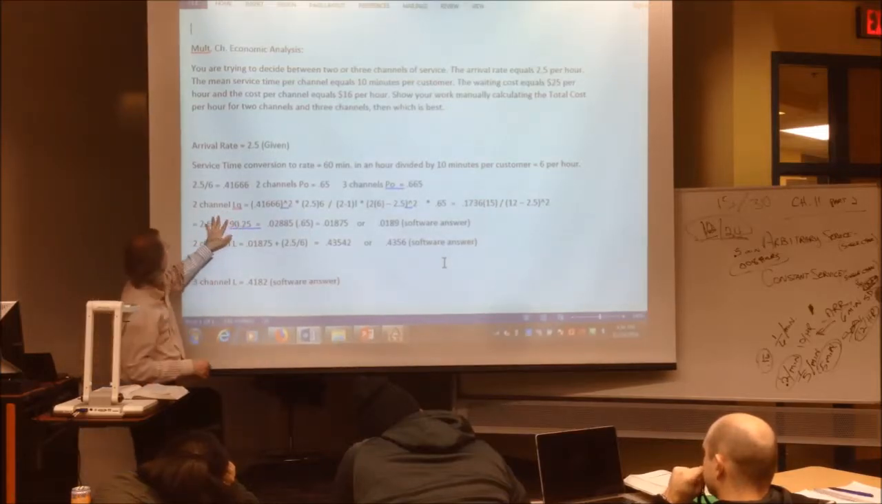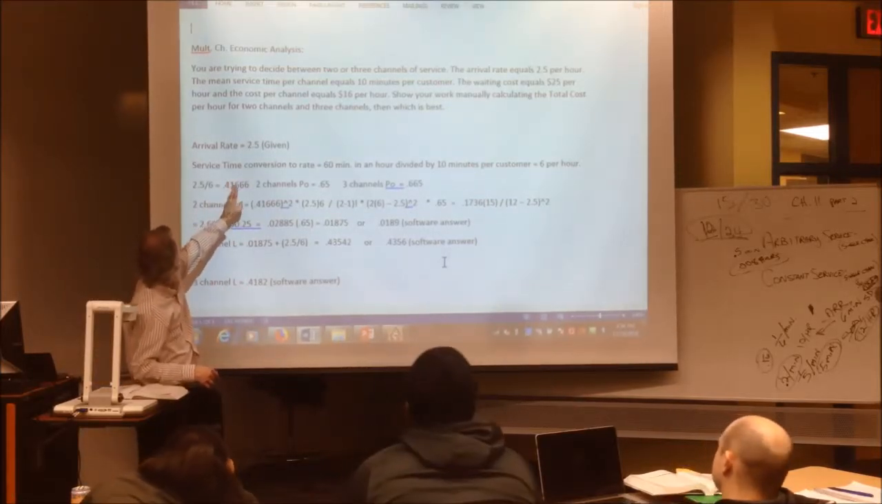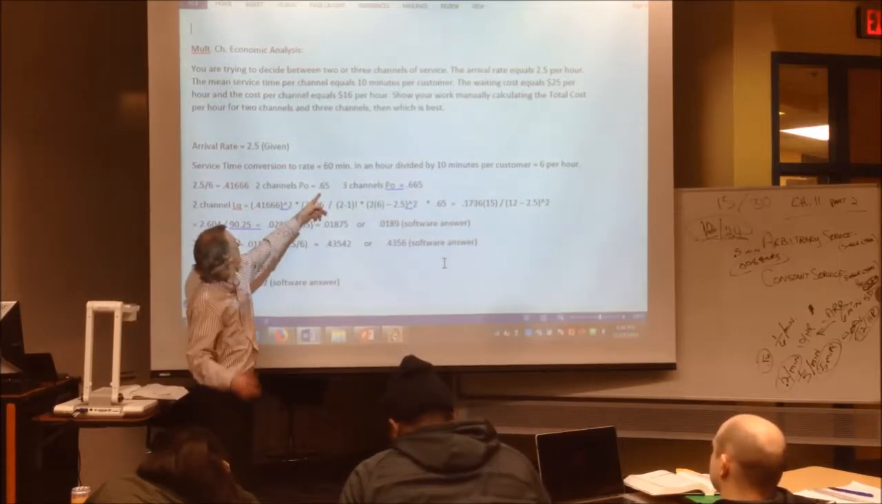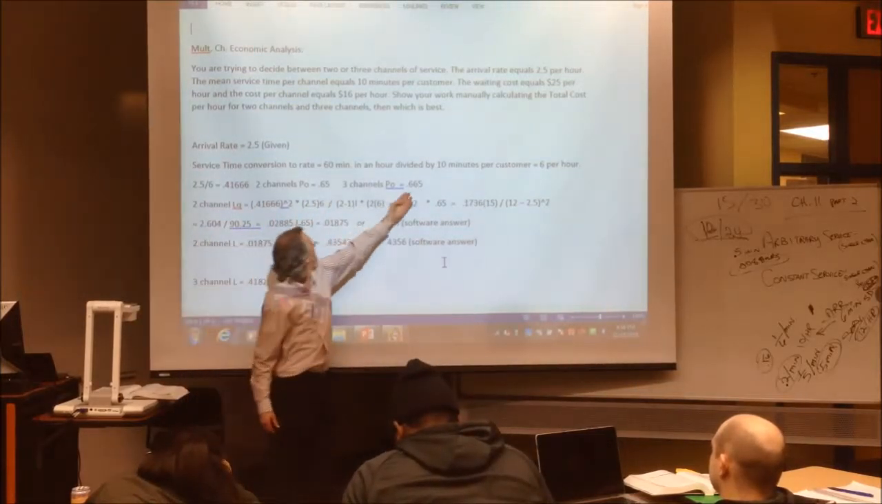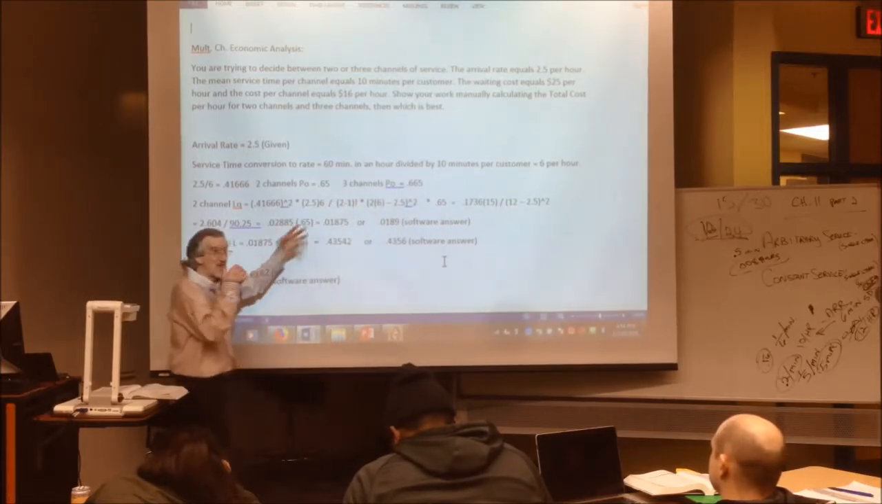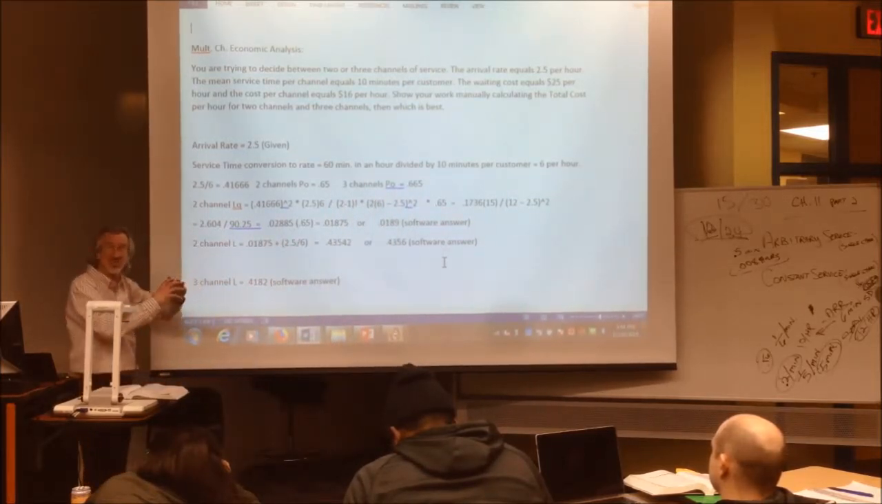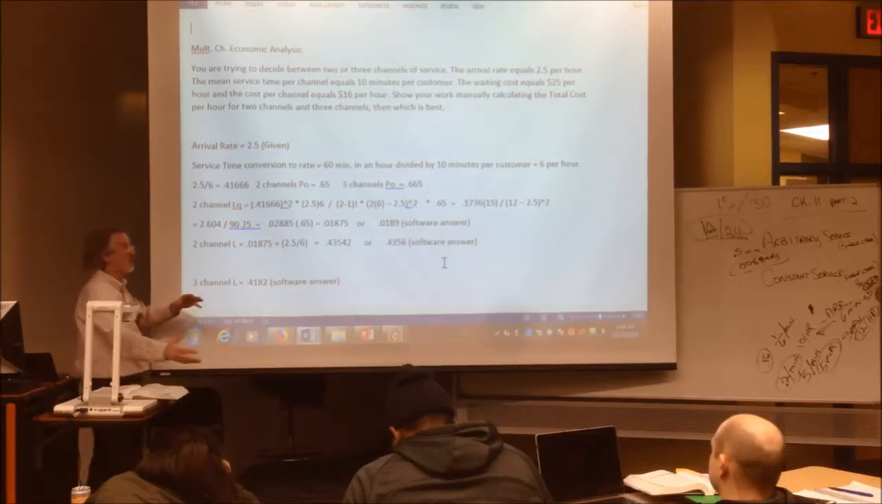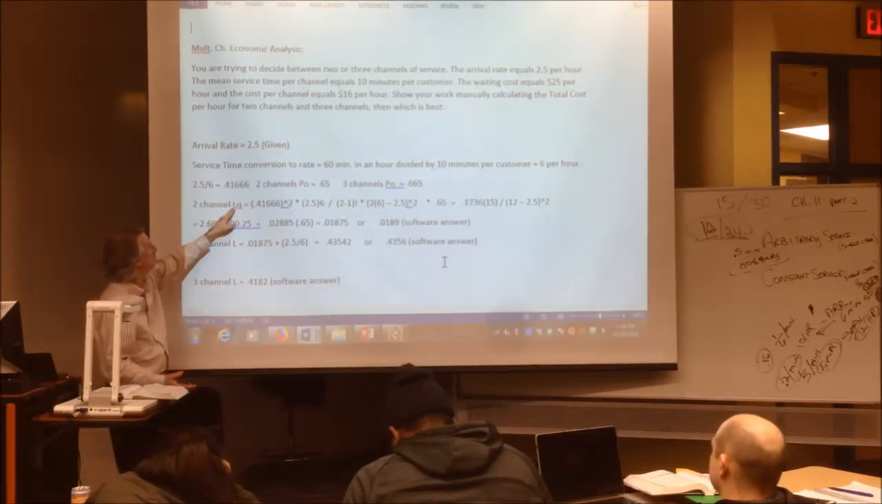Once we have those 2 numbers, where's 2-channel here? 2-channel, you'll find it right around 0.65. 3 channels, a little larger, 0.665. Got it, darn close to each other, though. Now that we have our probability of no units in the system off the table because it was multi-channel, we can calculate our L sub Q.